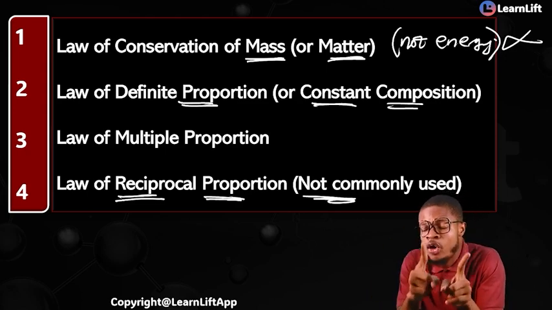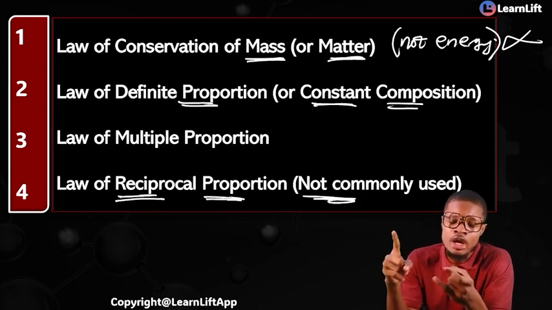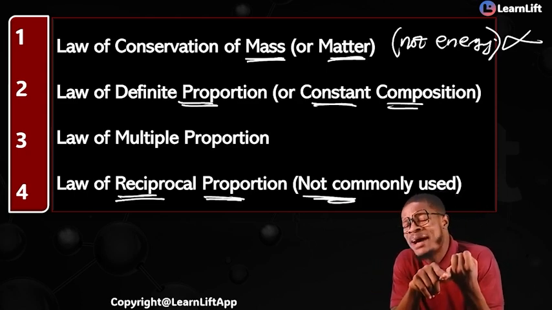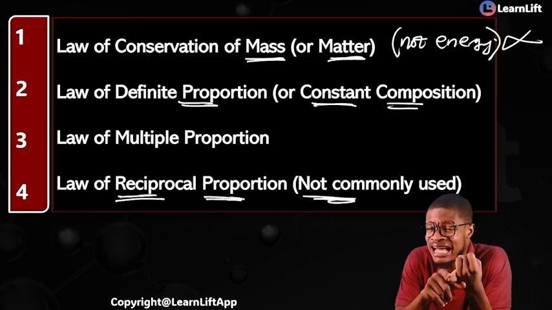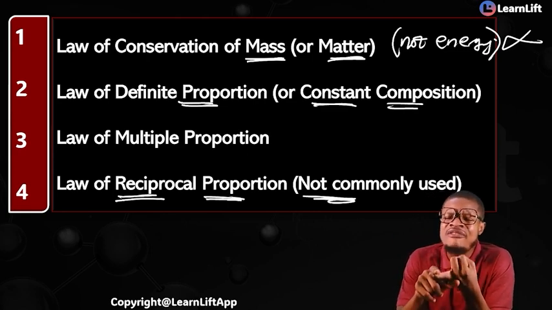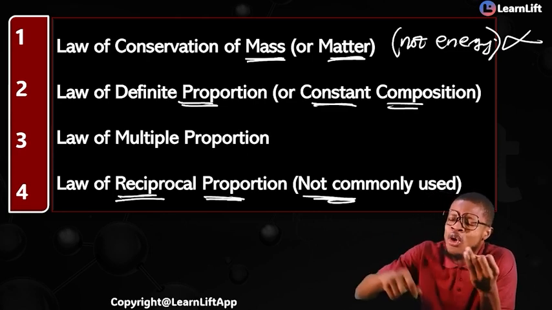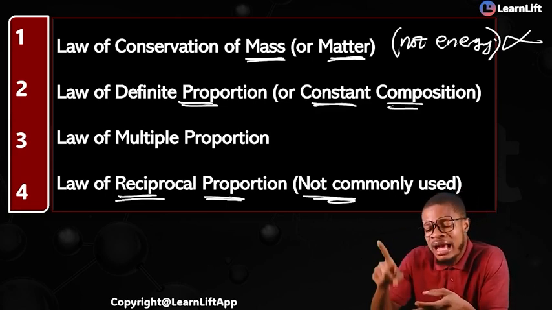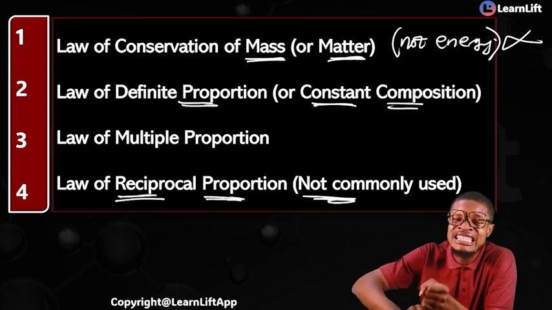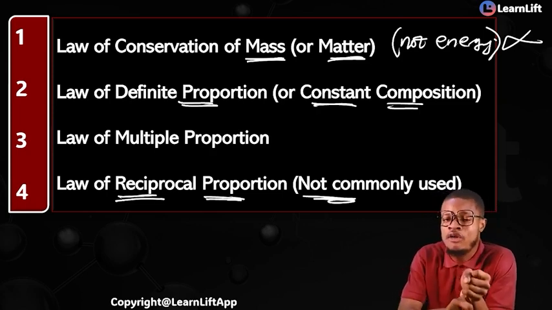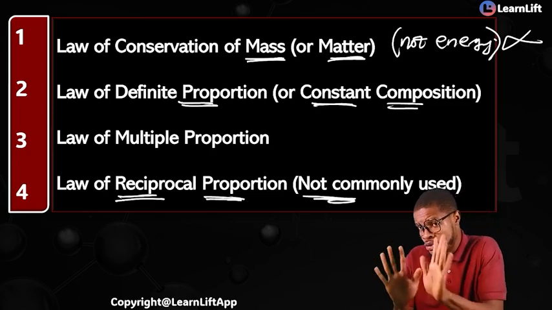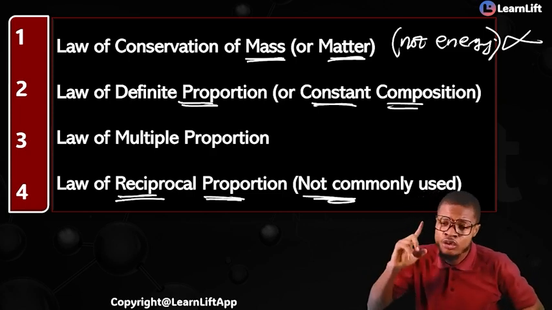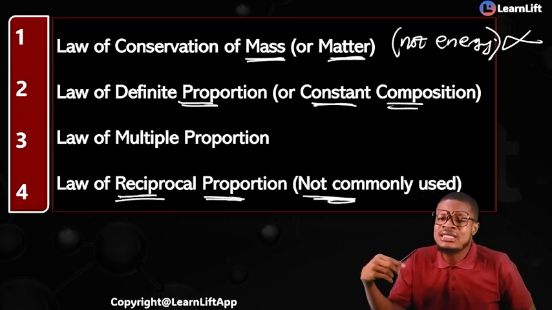Give me the 4 laws of chemical combination. Number 1 is called the law of conservation of mass, or the law of conservation of matter. Number 2 is called the law of definite proportion, or constant composition. Number 3 is called the law of multiple proportion. And number 4 is called the law of reciprocal proportion, or the law of inverse proportion. Does it make sense? If you know all of them very quickly, we're going to start with the first.